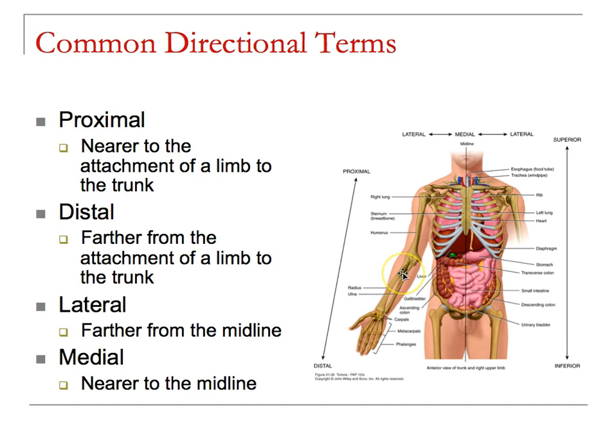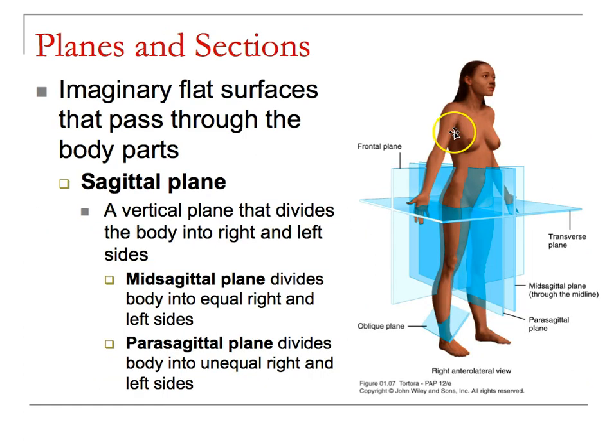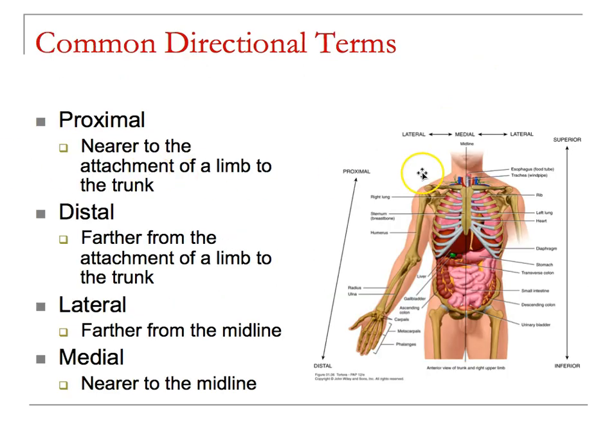But which is more distal? Is the humerus more distal or is the radius more distal? Well, the radius is more distal because it's farther away from the point of origin at the trunk of the body in correct anatomical position. Okay? If you're moving laterally, regardless of the side, you're moving away from the midline. If you're moving medially, you're moving towards the midline. Okay?